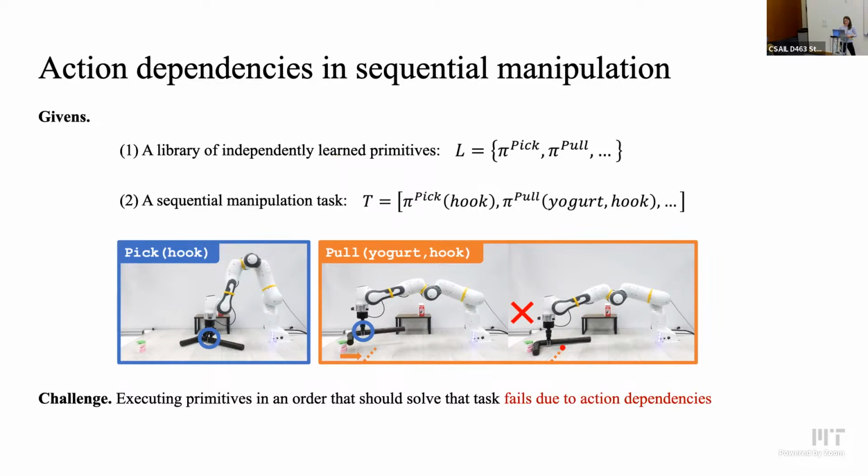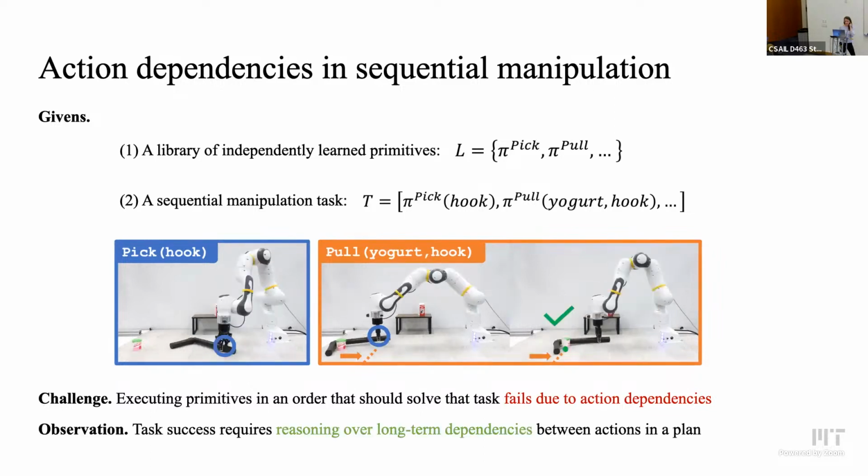Okay, so executing primitives in an order that should solve the task can fail due to these geometric dependencies between these actions. And so task success really requires reasoning over these long-term dependencies between actions in a plan.